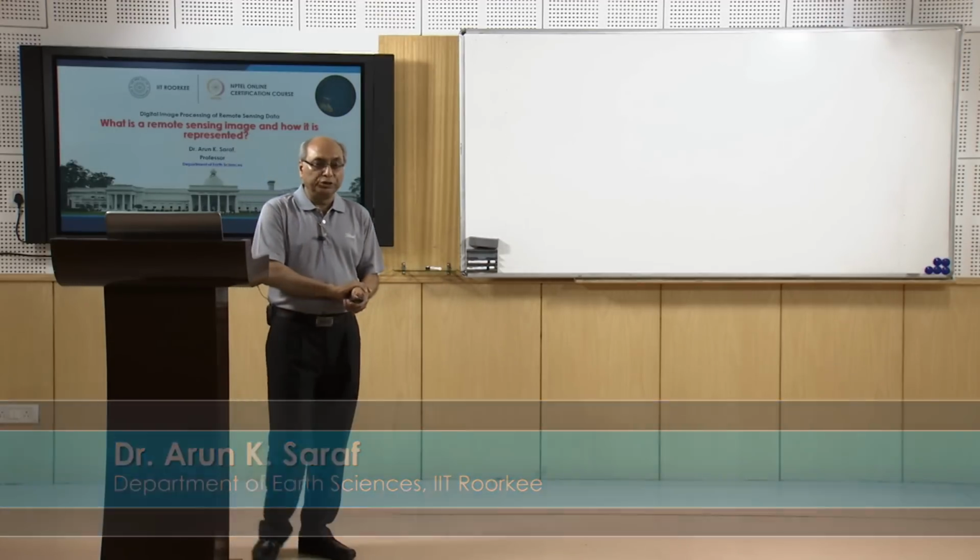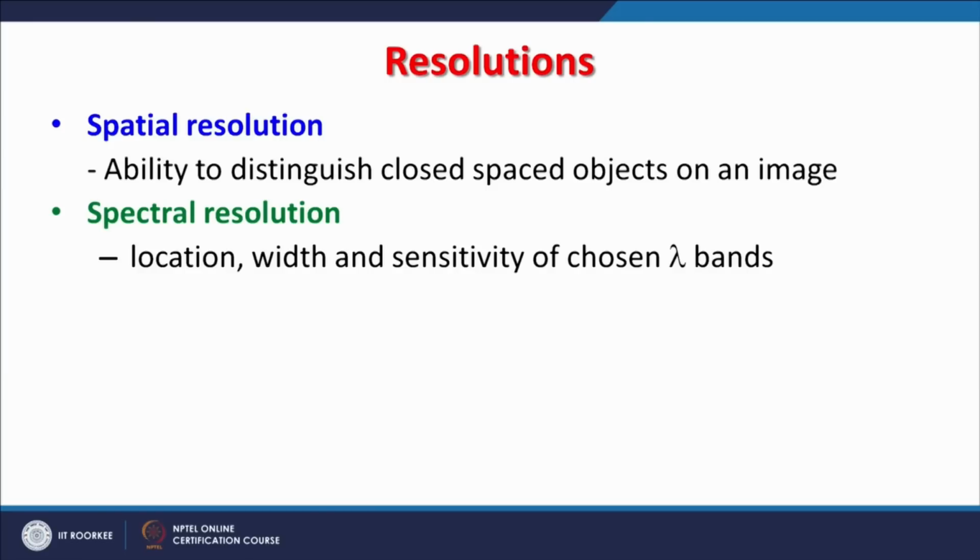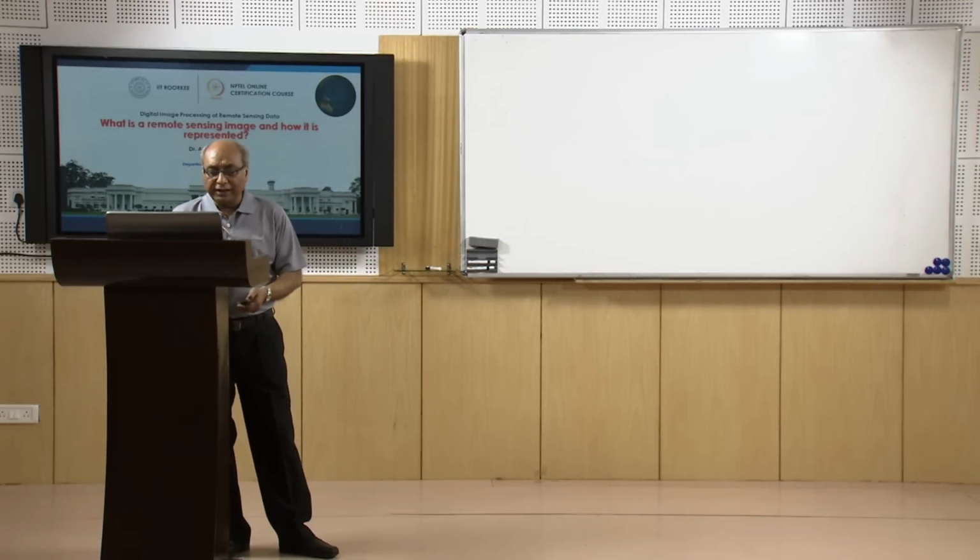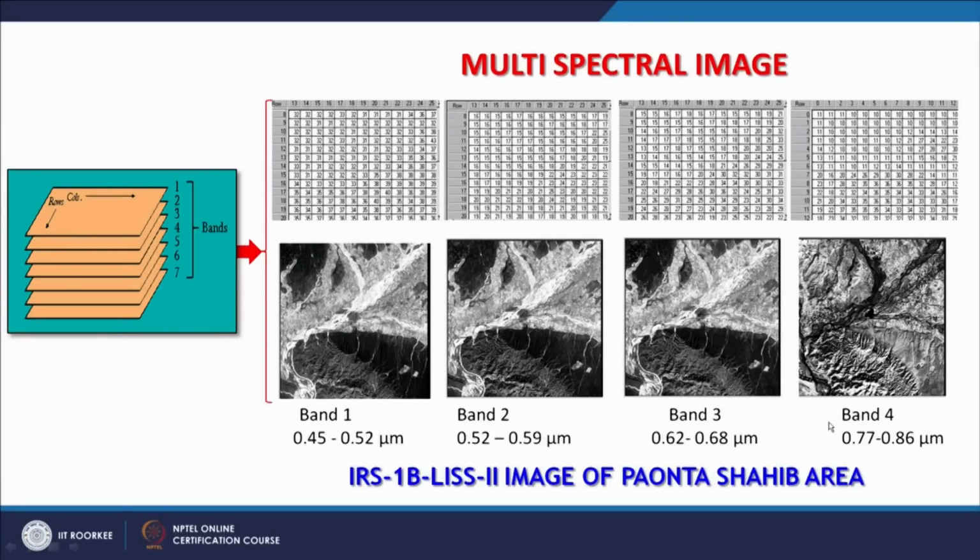The second resolution is spectral resolution, which is the width, location and sensitivity of chosen lambda bands. So this is the bandwidth where it is located. If I go back to the previous slide, the bandwidths are given here. For band 1, in case of the IRS 1D LISS-2 image or sensor, the bandwidth is between 0.45 to 0.52, whereas here the bandwidth is different. So this is what I am discussing.